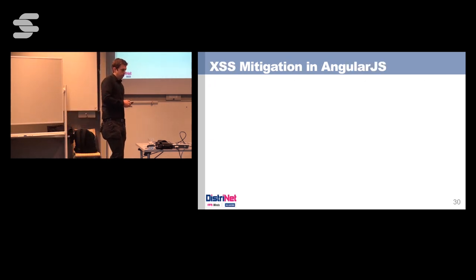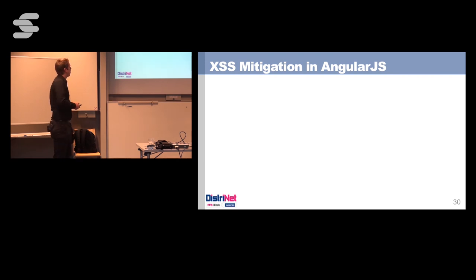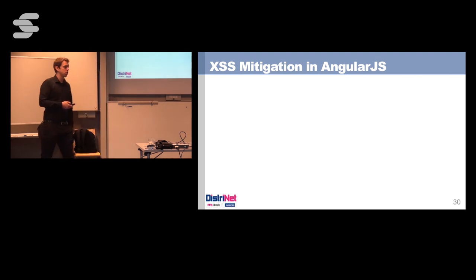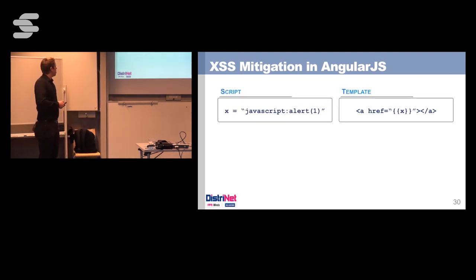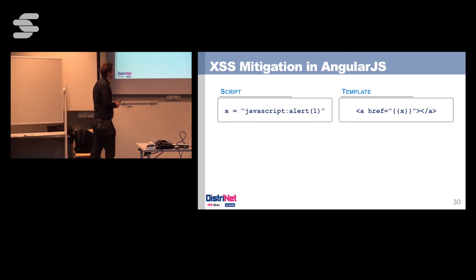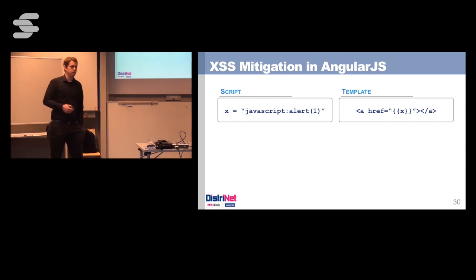So now we come to the interactive part. I have some examples of how cross-site scripting can be mitigated in AngularJS, and I want to check if you can see what will happen or guess what will happen with the data. So what we have here, somewhere in the script, let's say in the controller, he has fetched some data from the server, and this is a string. And we're going to inject this into the template. We have an anchor tag, which has an href, and this value will end up here somehow. What do you think happens if we do this? Should we do this at all?